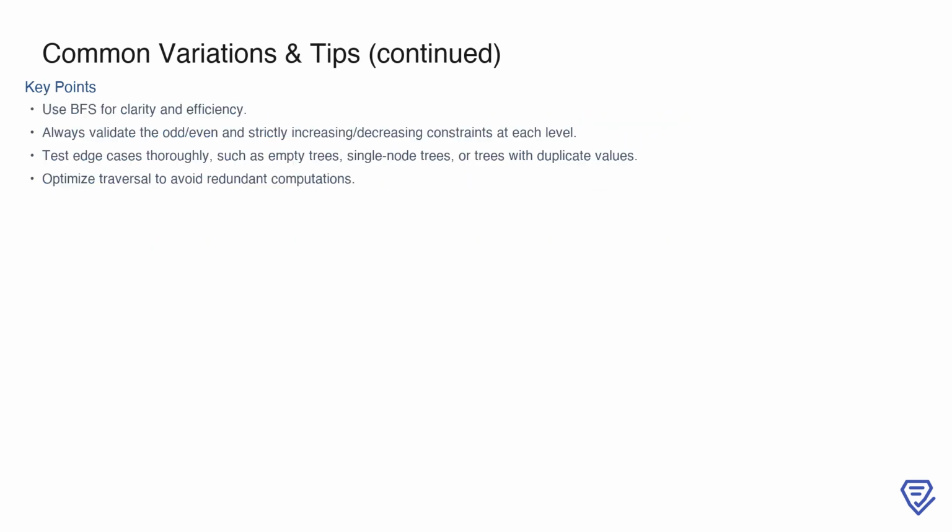To summarize, BFS is the most efficient and clear approach for solving the even-odd tree problem. During traversal, always validate both the odd/even constraints and the strictly increasing or decreasing conditions at each level to ensure correctness. Thoroughly test edge cases, including empty trees, single-node trees, or trees with duplicate values, as these are common scenarios interviewers might test. Lastly, optimize your traversal logic to avoid redundant computations, ensuring your solution is both efficient and robust.